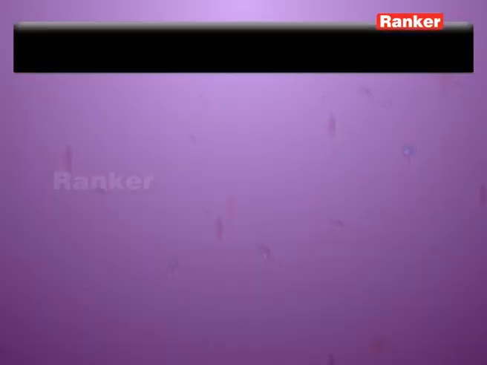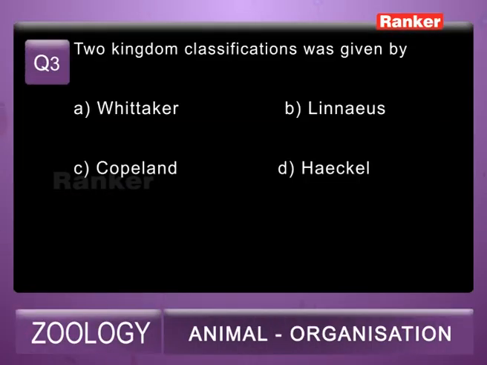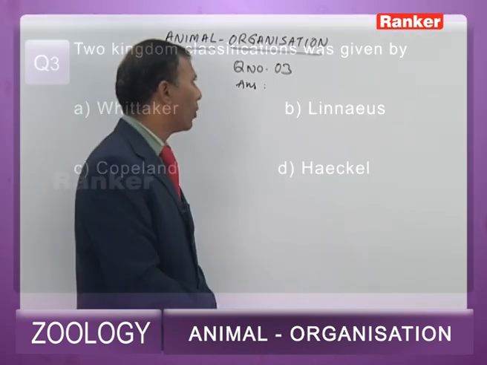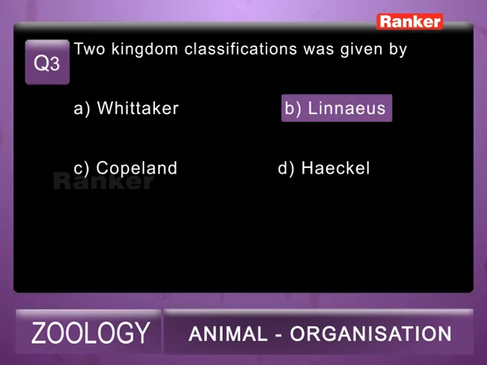The next question number 3: two kingdom classification was given by, just now I made a mention, A. Whittaker, B. Linnaeus, C. Copeland, D. Haeckel. So two kingdom classification was put forth by Linnaeus. Third question answer is B, Linnaeus divided the organisms into two kingdoms, kingdom Animalia and kingdom Vegetabilia. So third question correct answer is B.